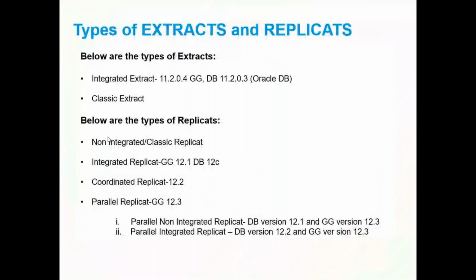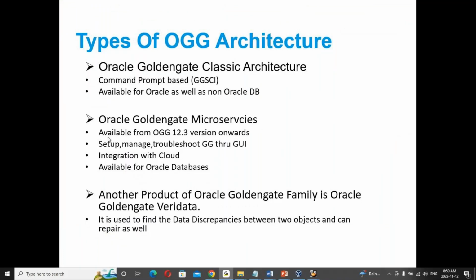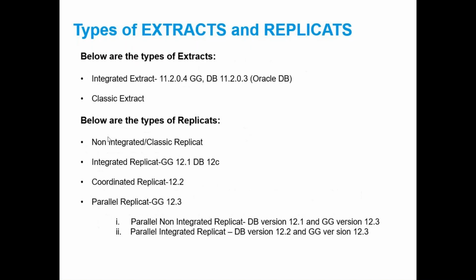Yeah, Ashish, I have a question. Yeah, Neeraj. Is there any kind of matrix wherein, what I want to ask is, will classic capture work with integrated Replicat only, or will it work with classic Replicat? Is there some kind of matrix for that, or can each one work with any kind of Replicat or capture? You can. The thing is, you can replicate the data: your source can use classic Extract and the target can use integrated Replicat, or your source can use integrated Extract and the target can use classic.